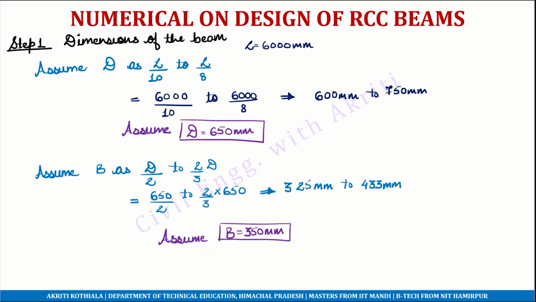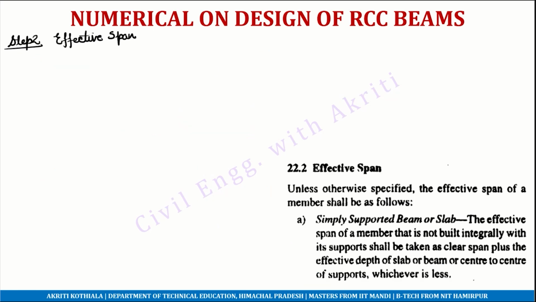And we also have assumed the effective cover, which is equal to 50 mm. So we can calculate the effective depth of the beam, which will be equal to D minus the effective cover. So that will be equal to 650 minus 50, which is equal to 600 mm. So we have the effective depth is equal to 600 mm. Now we can move forward with the next step, effective span of the beam.